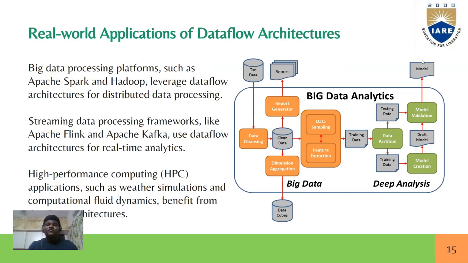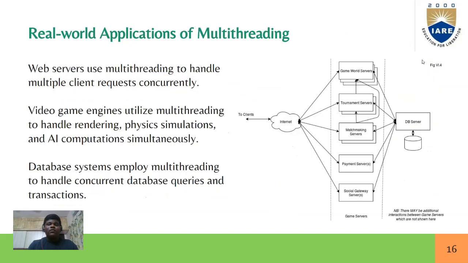Real world applications of data flow architectures. Big data processing platforms such as Apache Spark and Hadoop leverage data flow architectures for distributed data processing. Streaming data processing platforms like Apache Flink and Apache Kafka use data flow architectures for real time analytics. High performance computing (HPC) applications such as weather simulations and computational fluid dynamics benefit from data flow architectures.